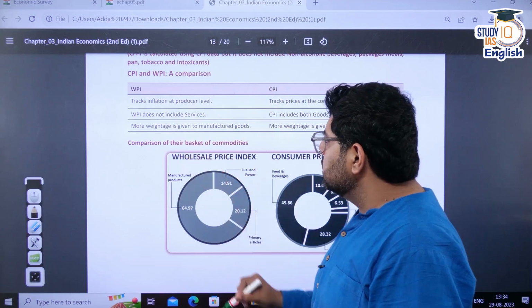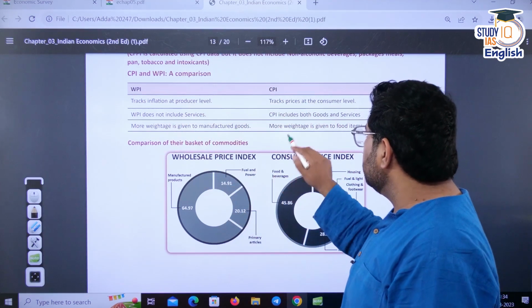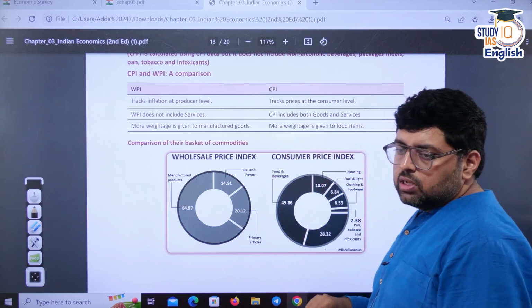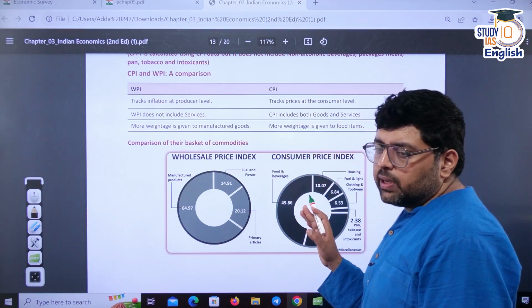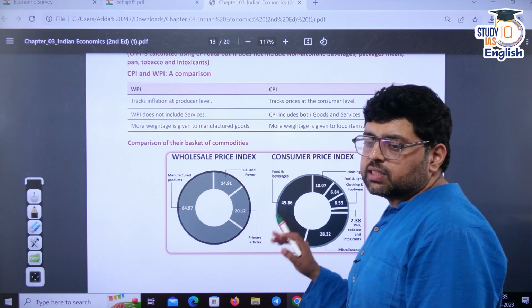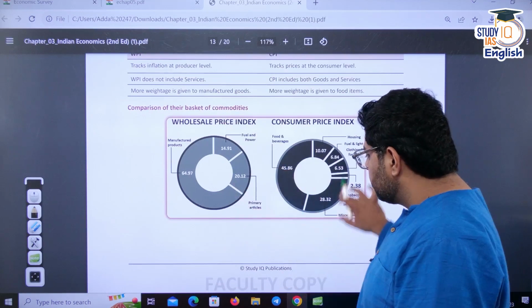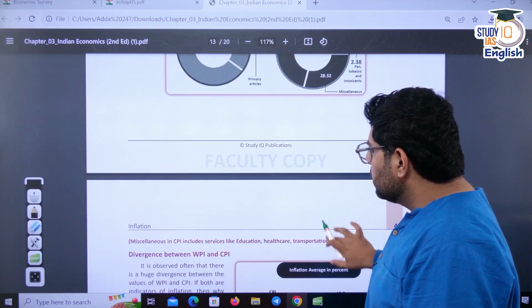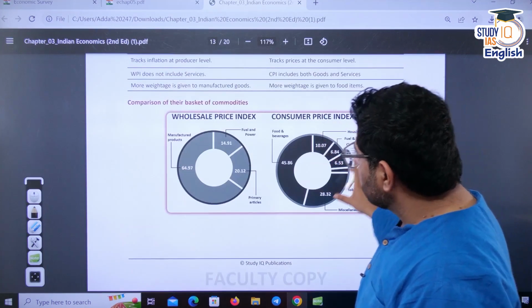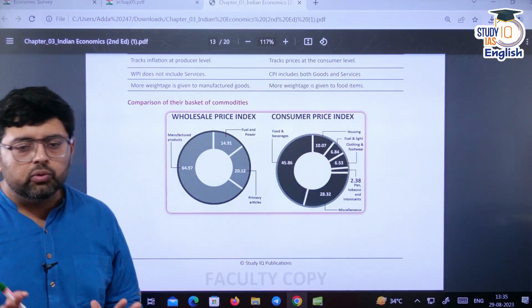In WPI more weightage is given to manufactured goods, whereas in CPI more weightage is given to food items. We have seen that in WPI 65% weightage has been given, whereas in CPI 45% weightage has been given to food items. This has been shown in a pie diagram also for your reference. Clear? So this is what you have to remember with respect to CPI and WPI.